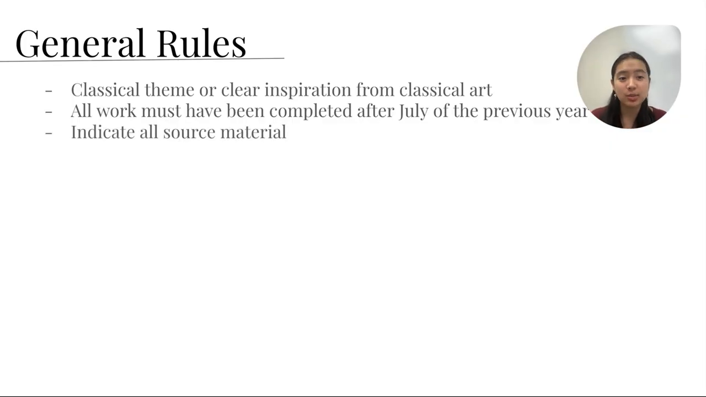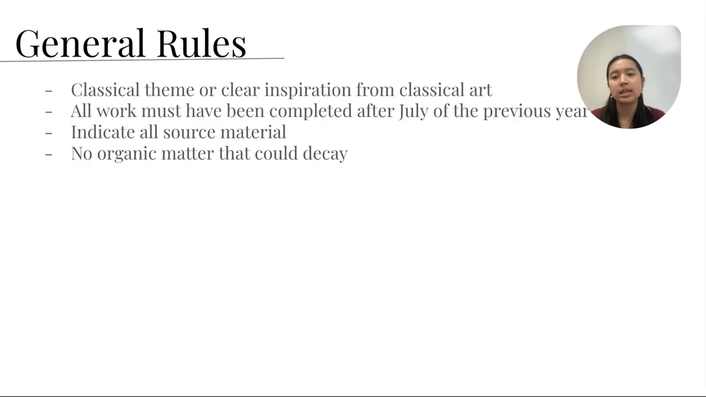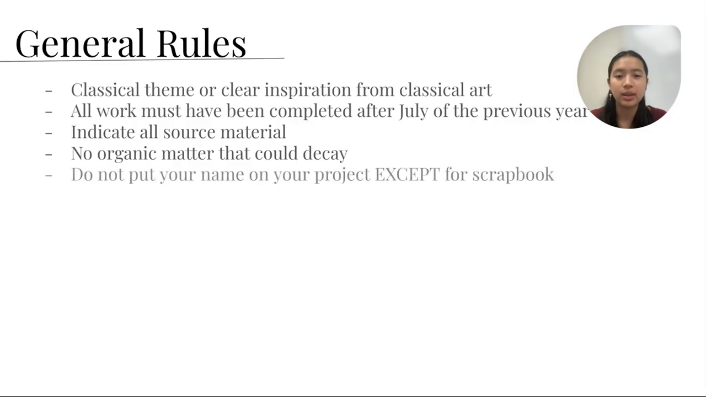You must indicate all source material, no organic matter that could decay. There are some caveats, being dried or preserved things, such as animal leather or beans that you're using in a mosaic, that's fine, but do not include things like bones or taxidermy. Do not put your name anywhere on your project except for your scrapbook. When you come to convention, we'll give you an ID, and then you're going to put that on an index card, which we'll talk about on the next slide. So you will get those back. You will get your artwork back, but just don't put your name on it.